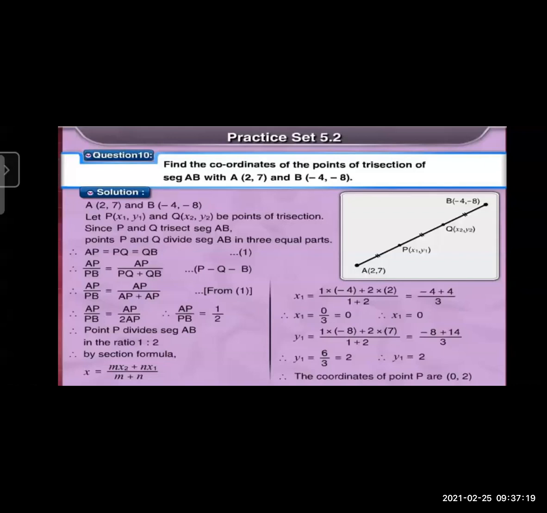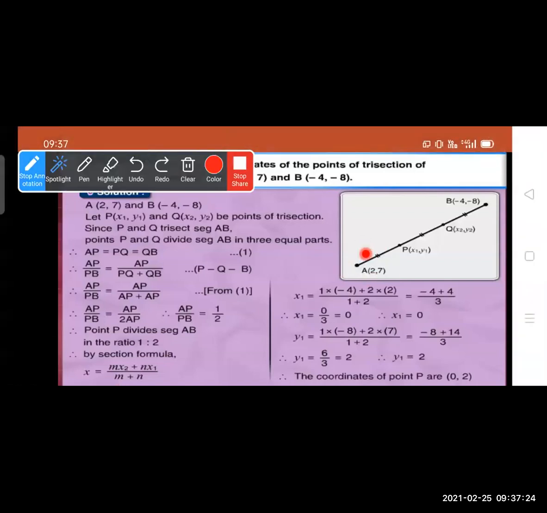First, we draw the line segment AB. We write the coordinates of A and B. Then we write that P and Q are the points of trisection of AB. Trisection means we have to take 2 points. Tetrasection means you have to take 3 points.